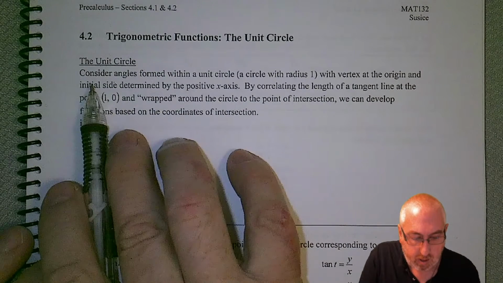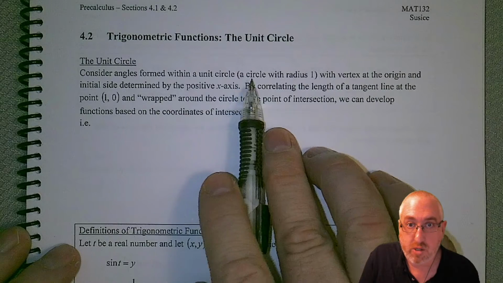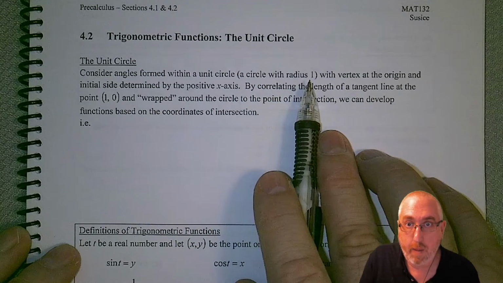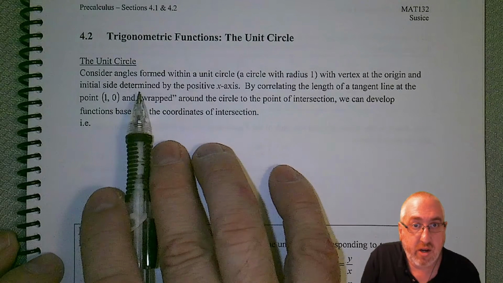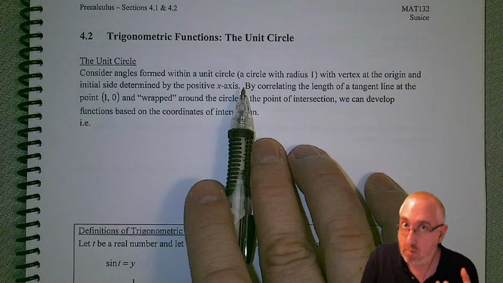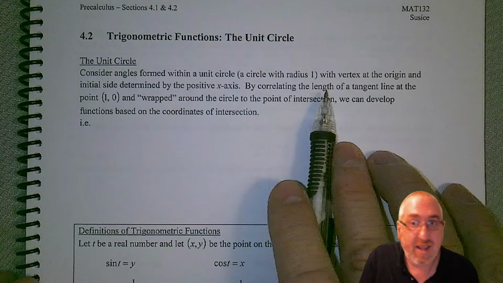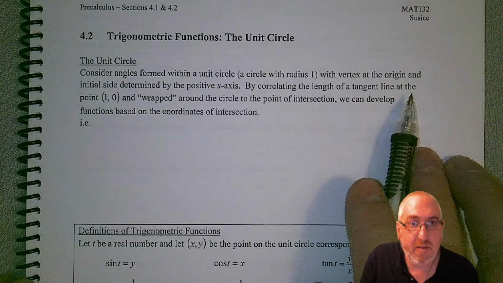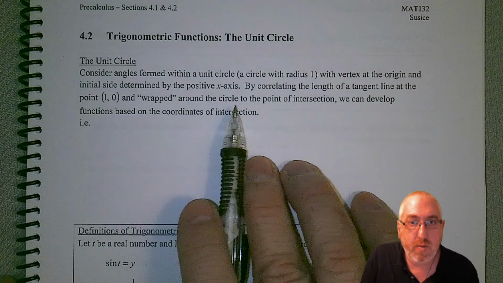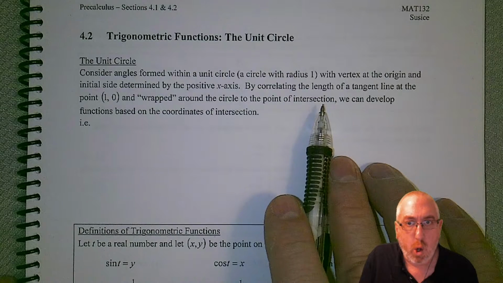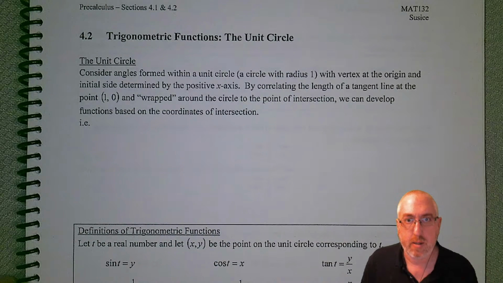Well, let's first consider angles formed within a unit circle, which is a circle with radius 1, with vertex at the origin and initial side determined by the positive x-axis. So just like we've had from the start. By correlating the length of the tangent line at the point 1, 0 and wrapped around the circle to the point of intersection, we can develop functions based on the coordinates of intersection.